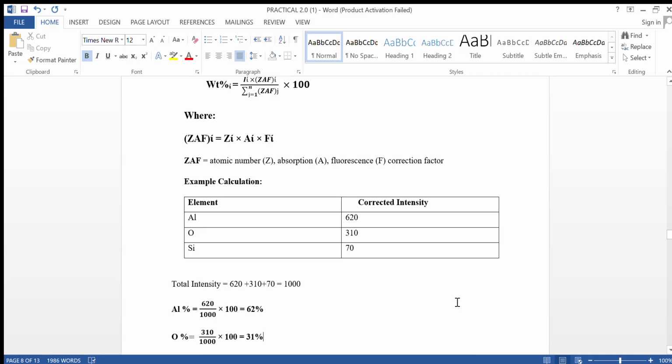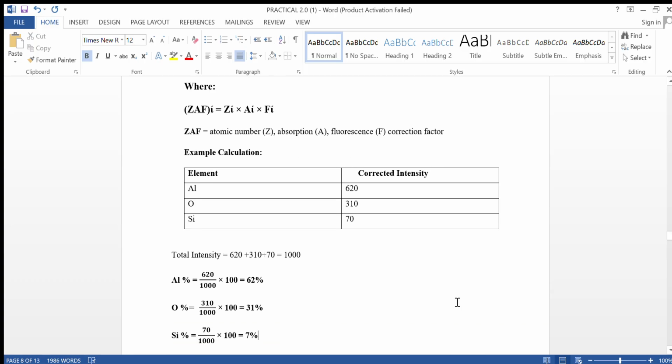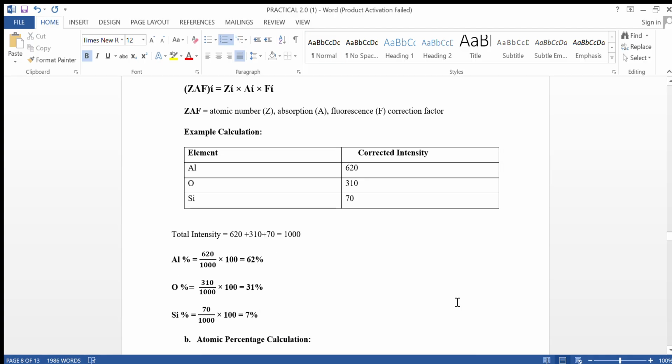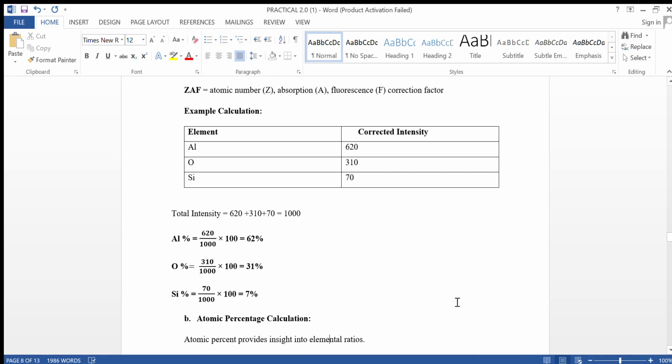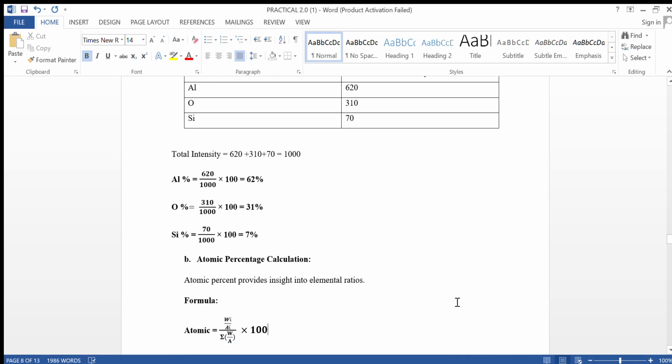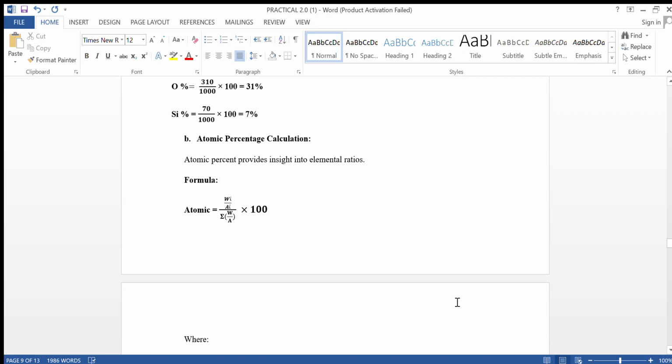calculations. Aluminium corrected intensity is 620, oxygen is 310, and silicon is 70. Total intensity is equal to 1000, so if we get the percentage, for aluminium it is 62%, for oxygen 31%, and for silicon 7%. Atomic percentage calculation. Atomic percent provides insight into the elemental ratios.